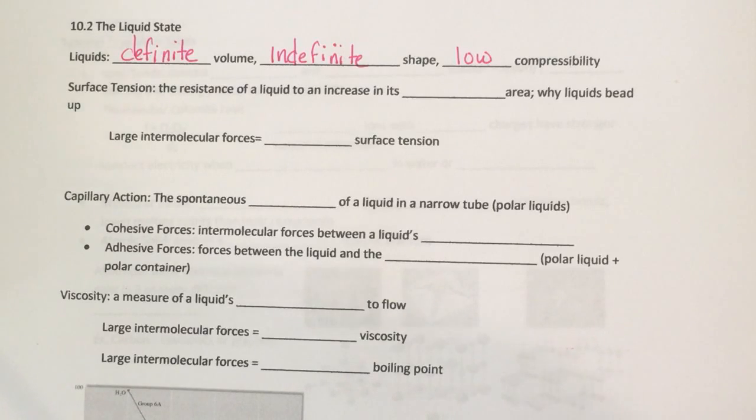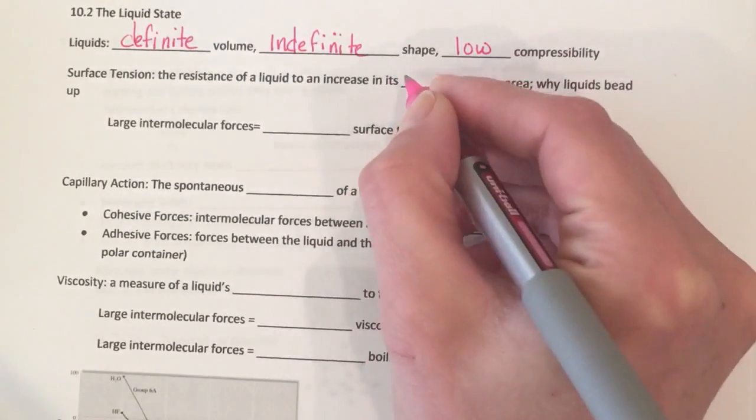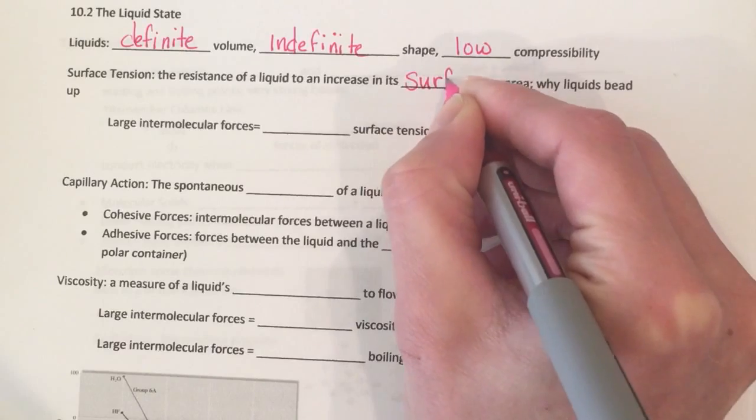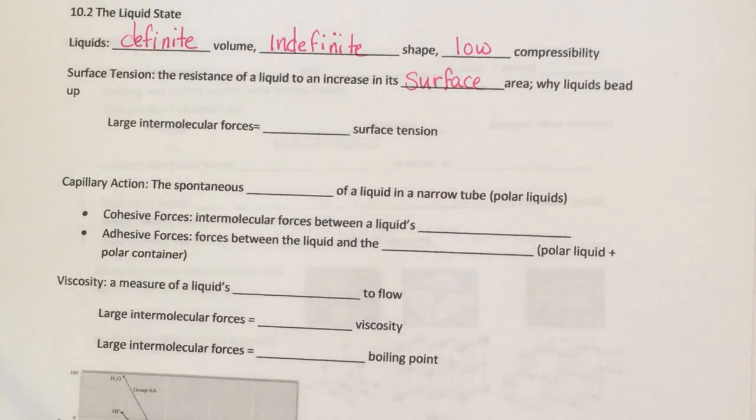Now, there are some terms we're going to use when we talk about liquids. The first is surface tension. Surface tension is the resistance of a liquid to increase its surface area. So when liquids bead up on themselves, that's because of surface tension. All of the molecules are pulling in on each other.